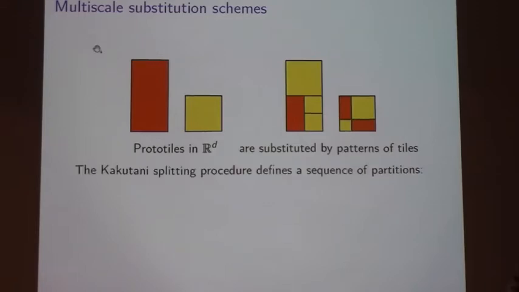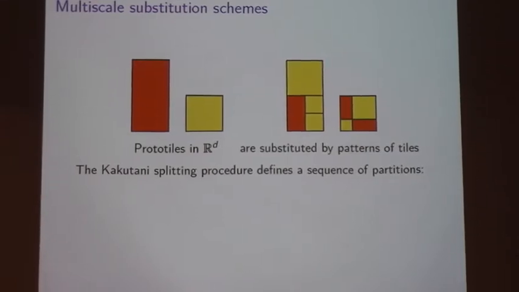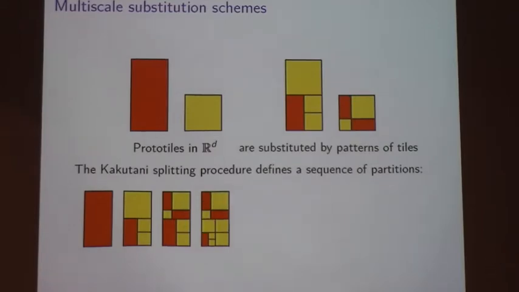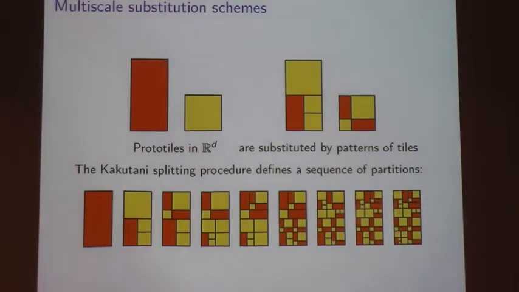And you can define a sequence of partitions in the same way using the same Kakutani splitting procedure, replacing length by measure. Yeah? So for example, if I start with a rectangle, I substitute it to get the first non-trivial partition, and then the biggest tile is the square, so I substitute the square, and then I see this rectangle at the bottom. Now it's the biggest one, so I substitute that, and I get this very nice sequence of partitions. Beautiful. Yeah, I really like it. I still like it.